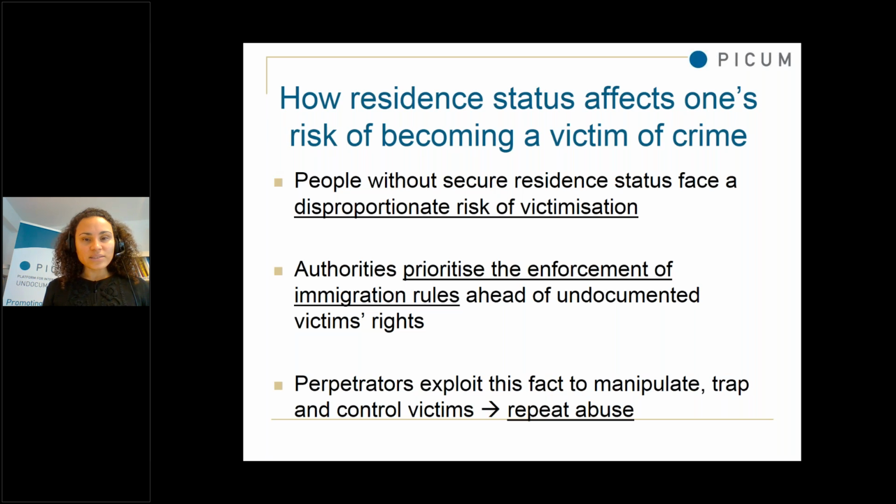As a consequence, perpetrators are in a position to exploit this fact to manipulate, trap, and control victims. And so what we see is that perpetrators are well aware of the fact that they are in a situation where their victims can be abused without consequences. And so what this sets up is a cycle of repeat victimization.